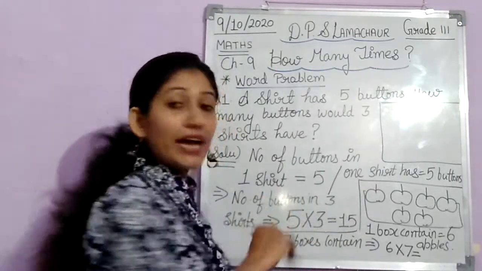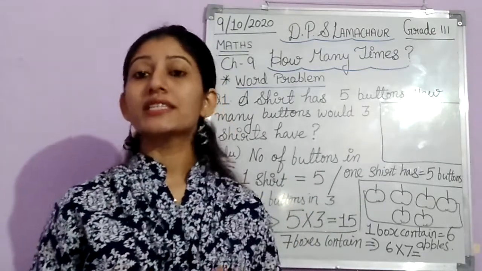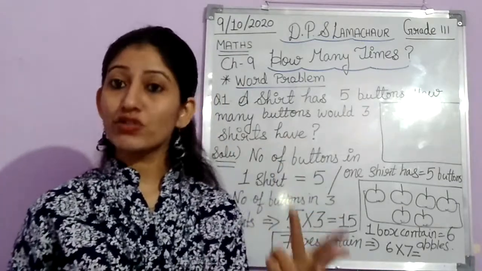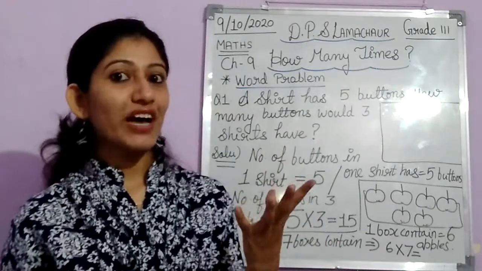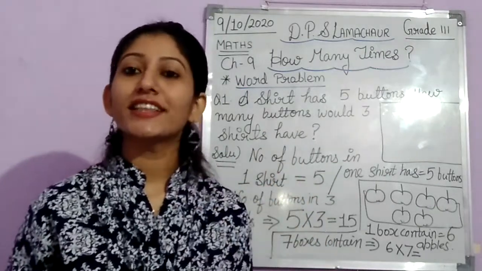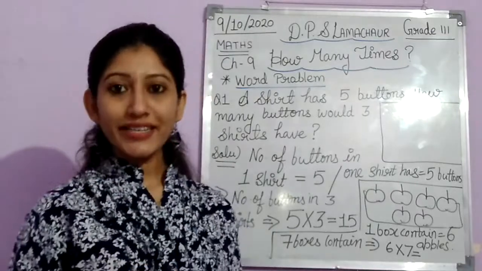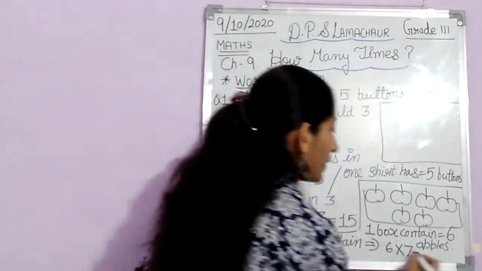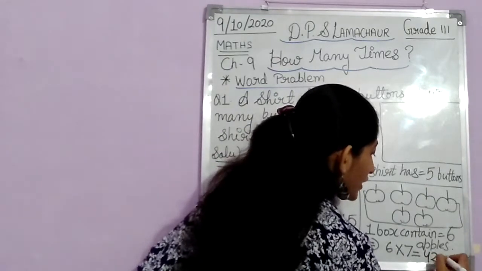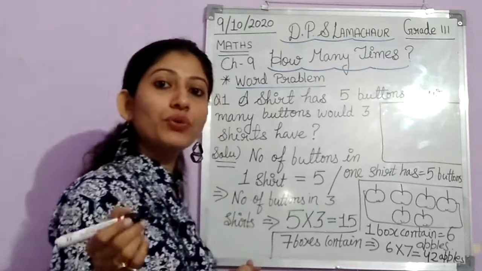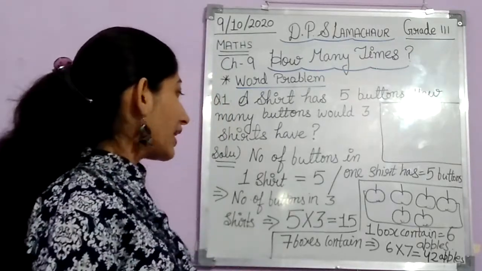Okay, now let's recite the table of 6. 6 1s are 6, 6 2s are 12, 6 3s are 18, 6 4s are 24, 6 5s are 30, 6 6s are 36 and 6 7s are 42. 6 7s are 42. So simply 6 into 7 is 42. 42 apples. What answer are we getting? 42 apples.